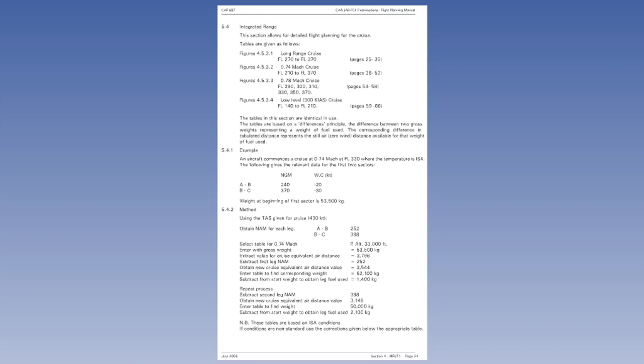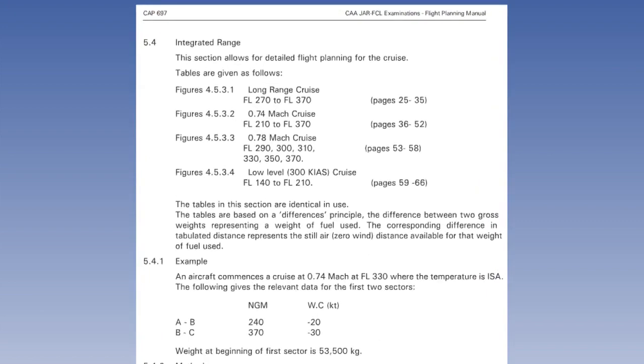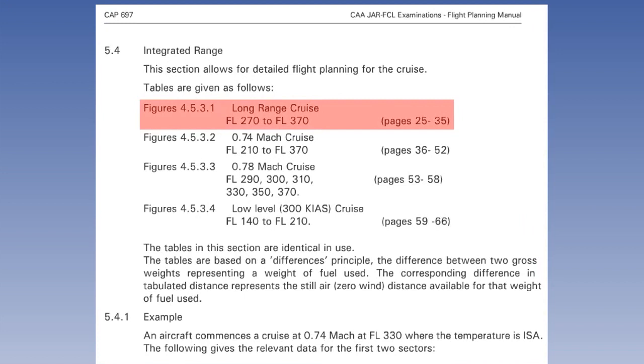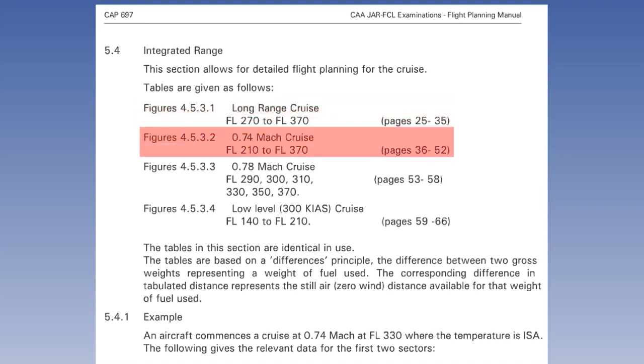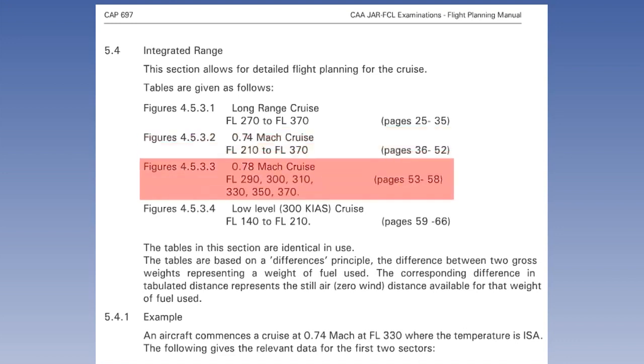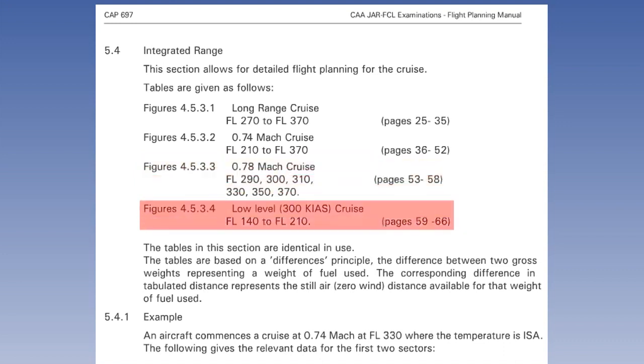These are long-range cruise from flight level 270 to 370, 0.74 Mach cruise from flight level 210 to 370, 0.78 Mach cruise from flight level 290 to 370, and low-level cruise from flight level 140 to 210.